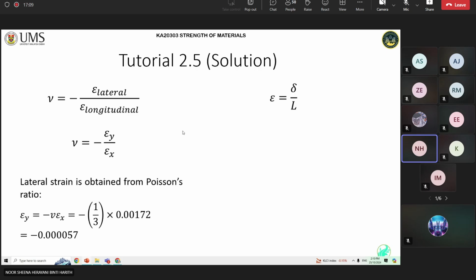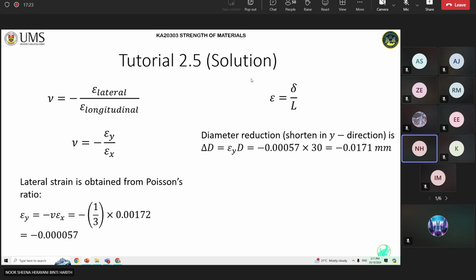But what the question needs you to do is to get the reduction in diameter. From the equation of strain, strain equals the change in length, or change in diameter, divided by L, the original length. So the diameter reduction is what you need to get. This delta is actually the same symbol as delta D, meaning this one is for the diameter reduction, shortened in the Y direction.